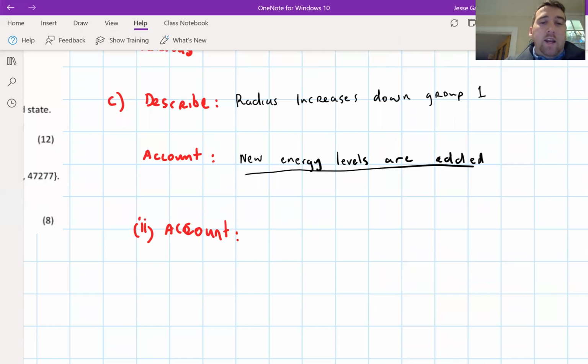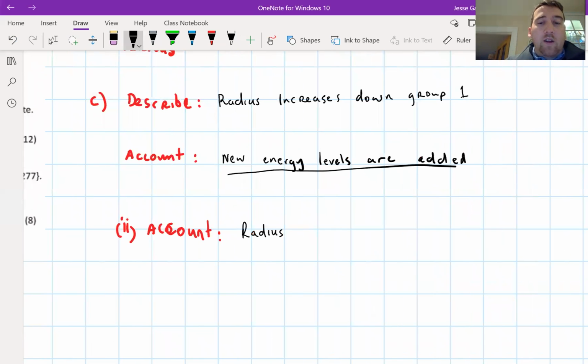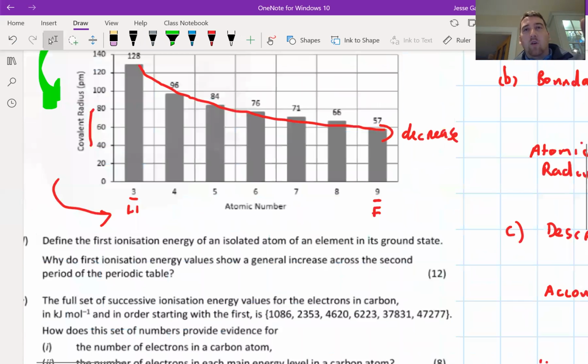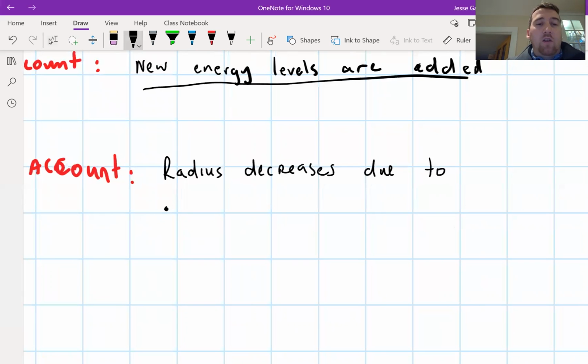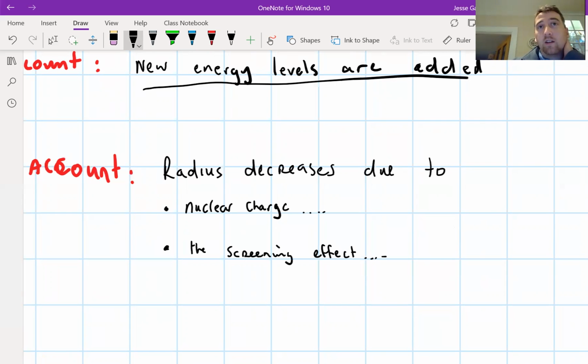Okay, so hopefully you said that the radius is decreasing. So the radius decreases, which is obvious from the graph. Due to what? What are the things that cause it? Thinking about what happens as you go across the period that would make the atoms get smaller and smaller. Well, there are a couple of things happening. The first one is the nuclear charge. What's happening to the nuclear charge? Finish that off. The nuclear charge does what? And the second thing is the screening effect. What happens to it as we go across? Pause the video and finish those sentences for me.